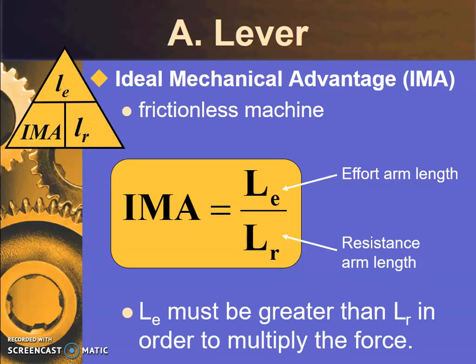Now, in order for this to work, the effort arm length must be greater than the resistance arm length in order to multiply the force. So the effort arm must be longer than the resistance arm if you're going to increase the force. Here's your triangle so that we can continue to use that same method.